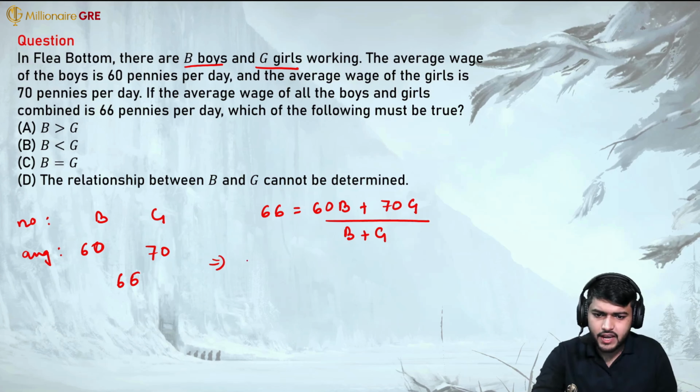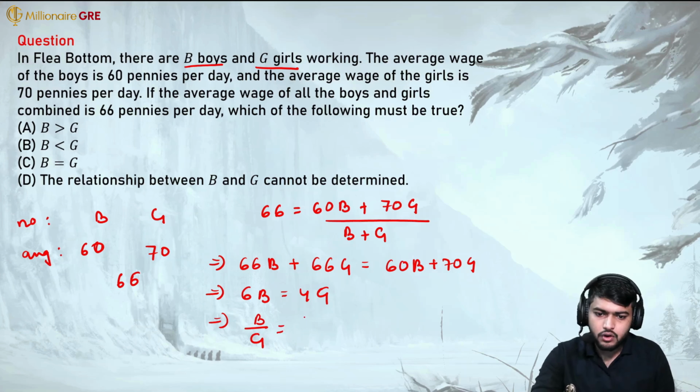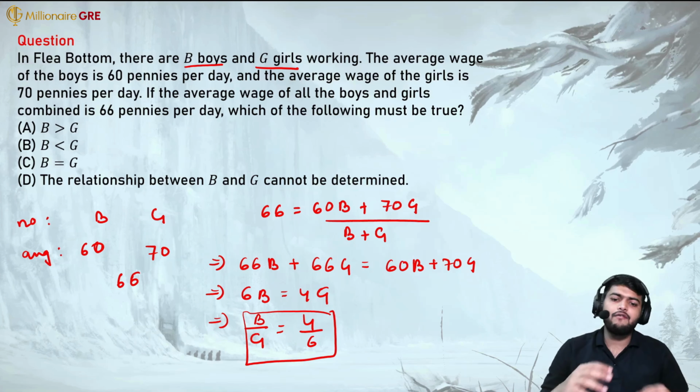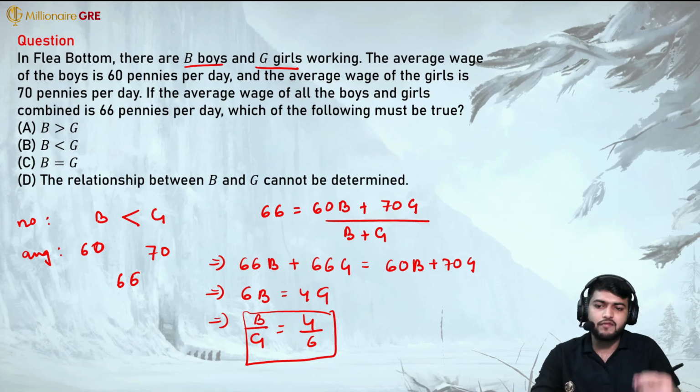If we simplify this, we get 66b + 66g = 60b + 70g, or 6b = 4g, and we end up at b upon g = 4 upon 6. So this tells us for every 4 boys there are 6 girls. It means girls are more than boys. The number of girls is more than the number of boys. Hence B is correct. I hope this was clear.